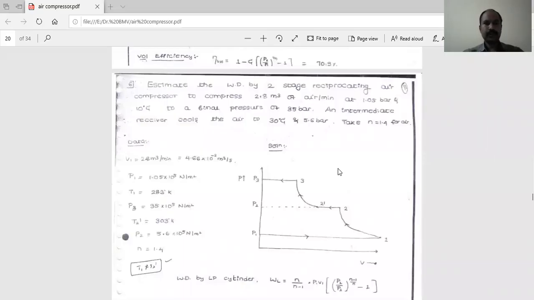I am going to solve a problem on module 5, that is the air compressor. In this session, I have solved only the two-stage compressor problems. Then I will complete this module. Now I'll read out the problem.